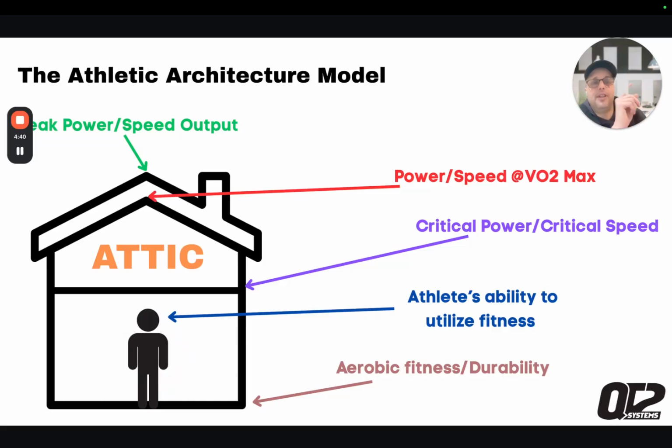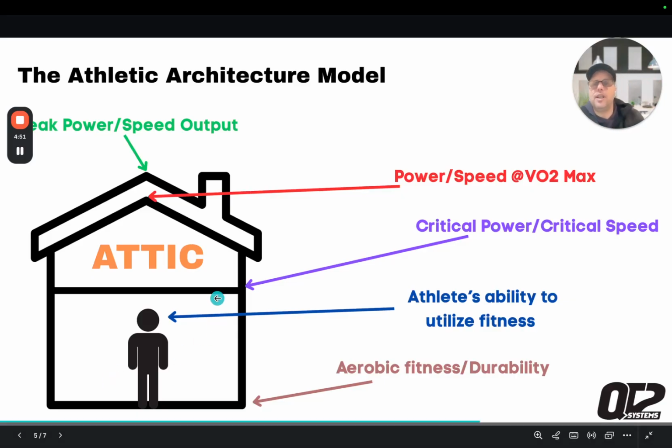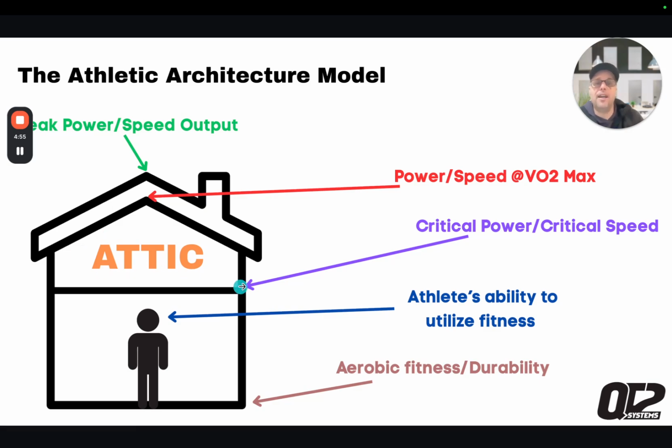Now, with regards to the athlete's physiology, and classifying them as being in an anaerobic, aerobic, or balanced physiological state, we look at the athlete's attic space. That is the space that's defined by their critical power or critical speed and their power or speed at VO2 max. And we typically only care about the power or speed at VO2 max insofar as it doesn't limit our ability to grow critical power or critical speed.